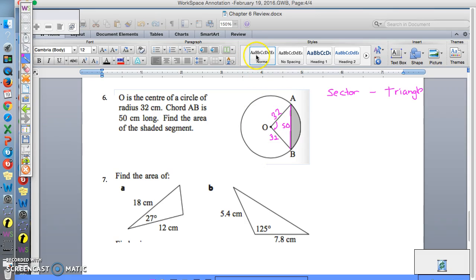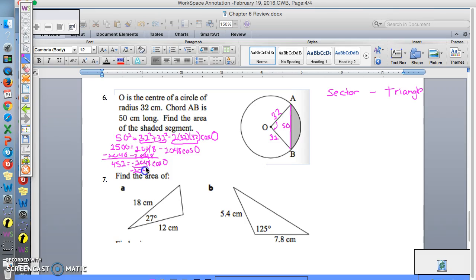So we can use law of cosines here. If we set up, we would have 50 squared equals 32 squared plus 32 squared minus 2 times 32 times 32 times the cosine of O. So we have 2500 equals, we can put these two together, 2048 minus 2048 times the cosine of O. Subtract 2048, and let's see, that gives us 452 equals negative 2048 cosine of O.